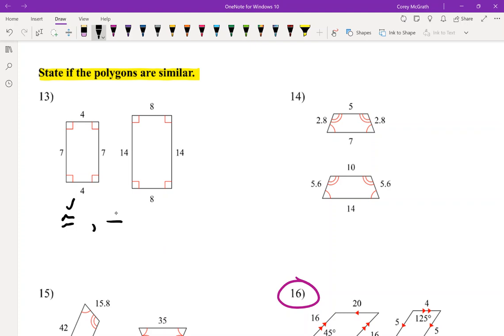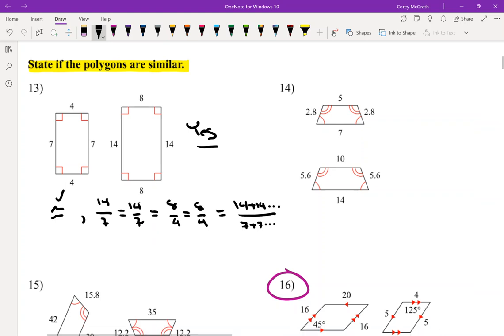We could check it. 14 over 7 equals 14 over 7 equals 8 over 4 equals 8 over 4. There's also another part of our theorem that talks about the sum of all these things as well. You might have to check one of these to show the answer is no, but all Kuta wants is a yes or a no.